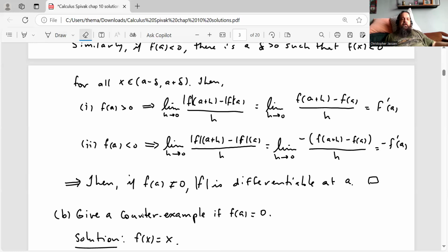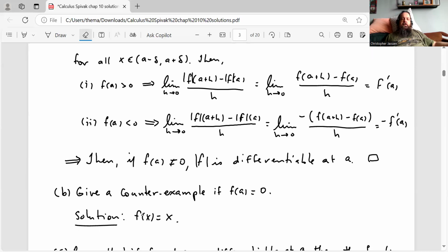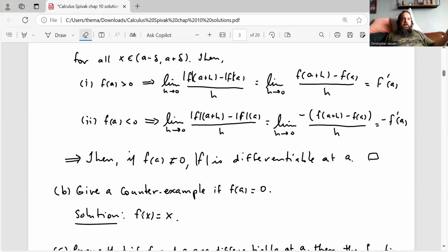All right, and same thing for f of a less than zero, except the absolute value of f is equal to negative f of x when f of a is less than zero. Okay, that implies the limit as h goes to zero of absolute value f of a plus h minus absolute value f of a, over h, equals the limit as h goes to zero of negative f of a plus h minus f of a over h. I just factored out the negative from the two terms there. And notice that that's equal to negative f prime of a. So both case one and case two imply that if f of a is not zero, then absolute value f is differentiable at a.